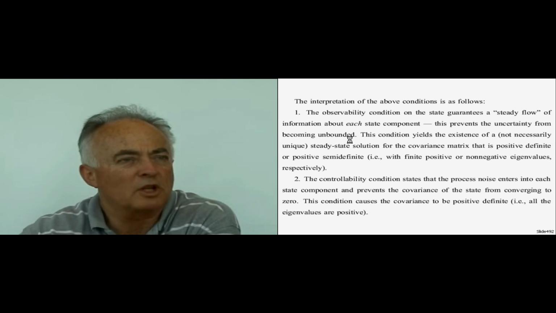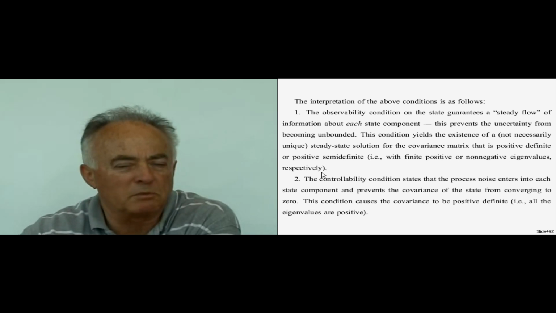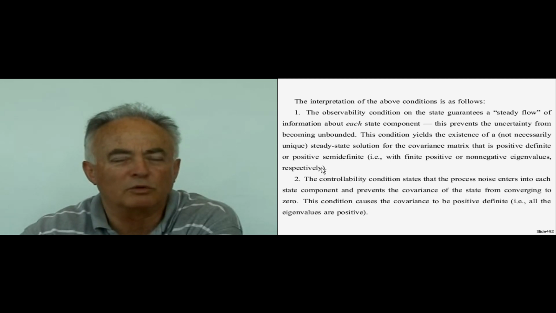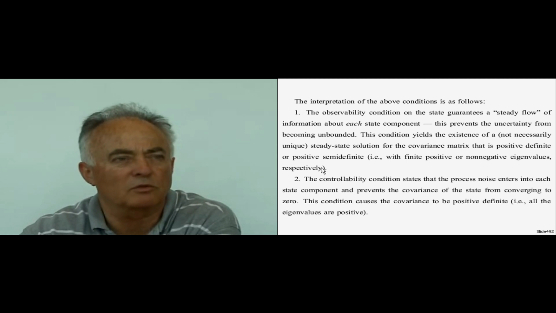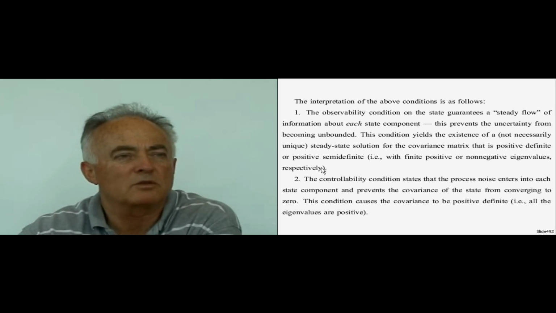So the observability condition yields the existence of a steady state solution which can be either positive definite or positive semi-definite, guaranteed to have finite, positive or non-negative eigenvalues. So it's bounded from above, and cannot be negative unless there are numerical errors or coding errors in the evaluation. Obviously that's out of the question right now in the theory. So bounded from above means either positive or non-negative eigenvalues.